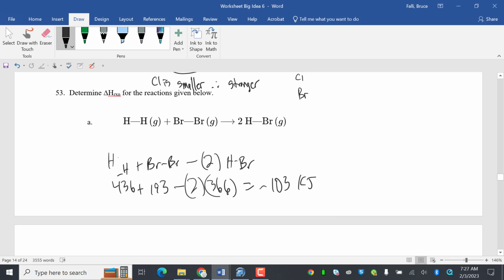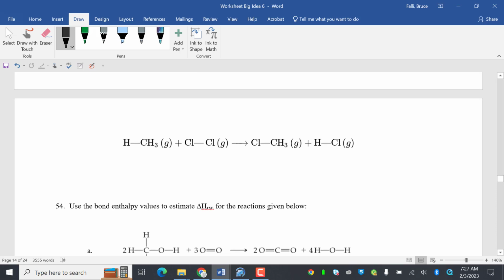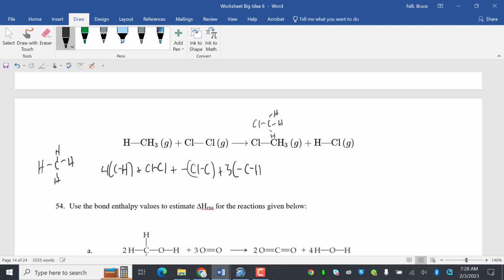So for this one, maybe it's not drawn out as well as it should have been. Okay, so I'm going to have 4 C to H's plus Cl to Cl, plus, so again, this is going to be negative Cl to C, plus 3 times negative C to H, plus negative H to Cl.